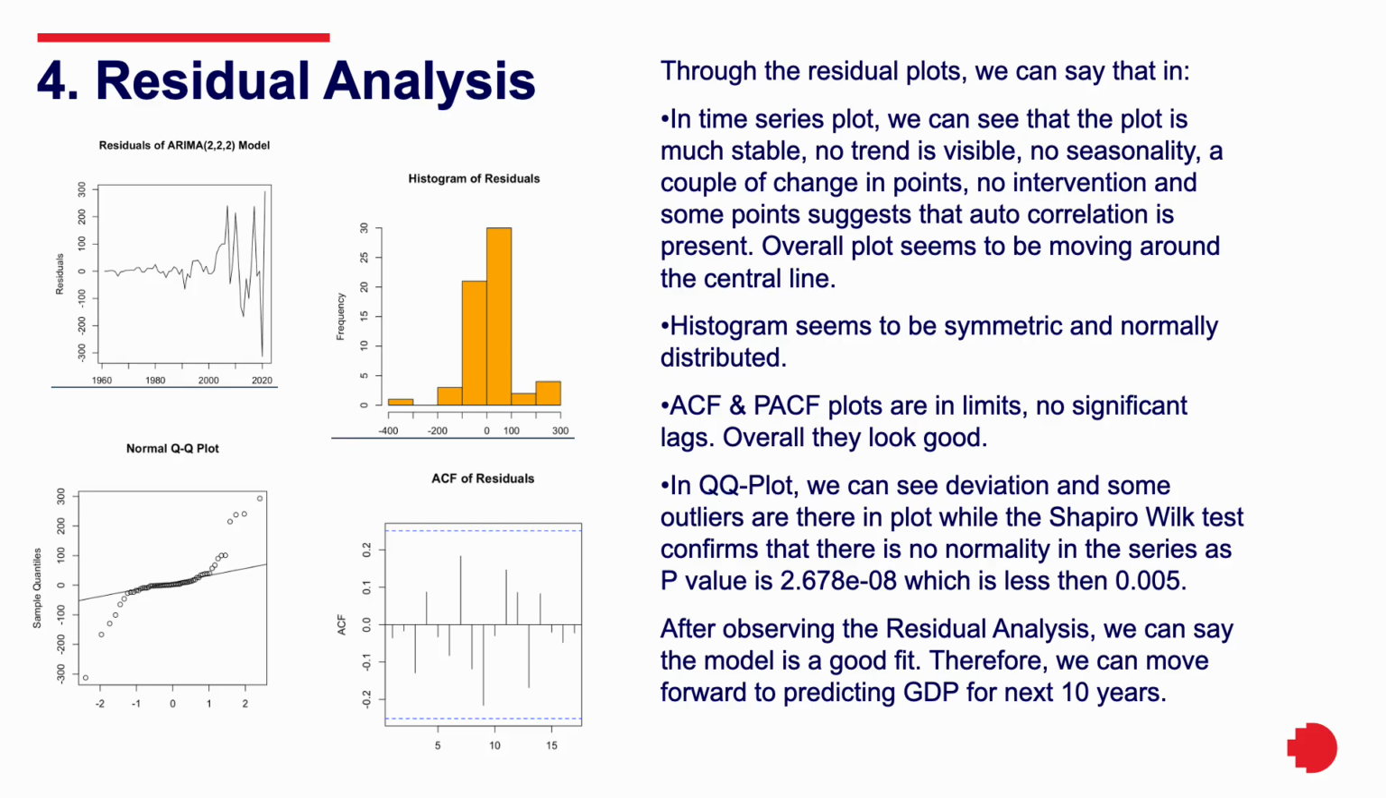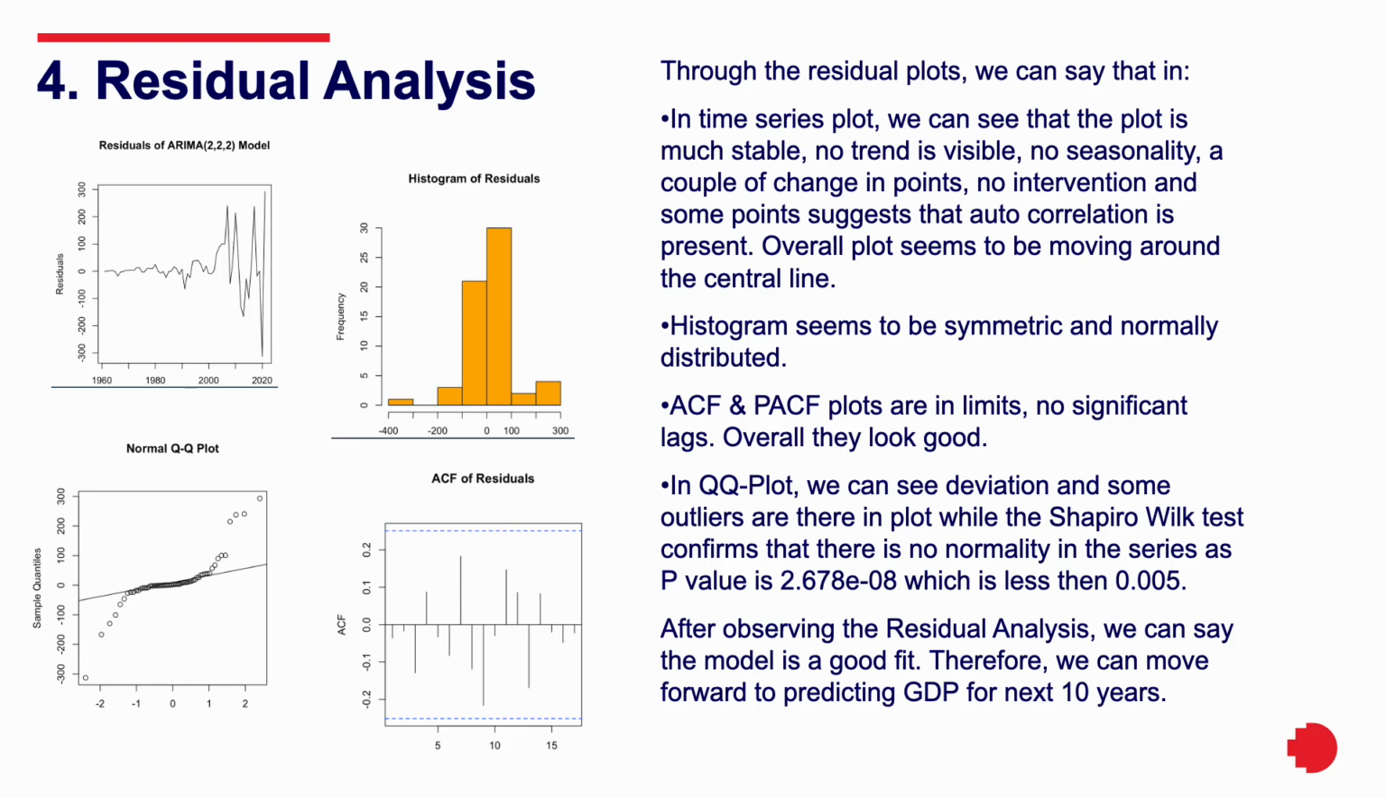Now we do a residual analysis of the best model and we get these plots. In the time series plot, we can see the plot is much more stable. There is no visible trend. There is no seasonality. A couple of change points. Overall, the plot seems to be moving around the central line.